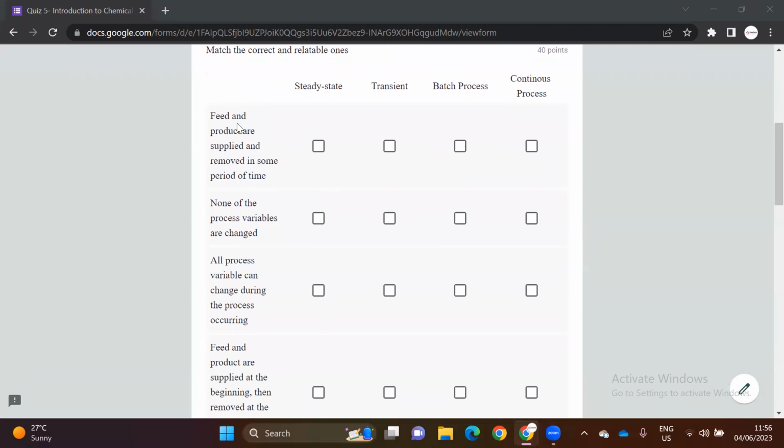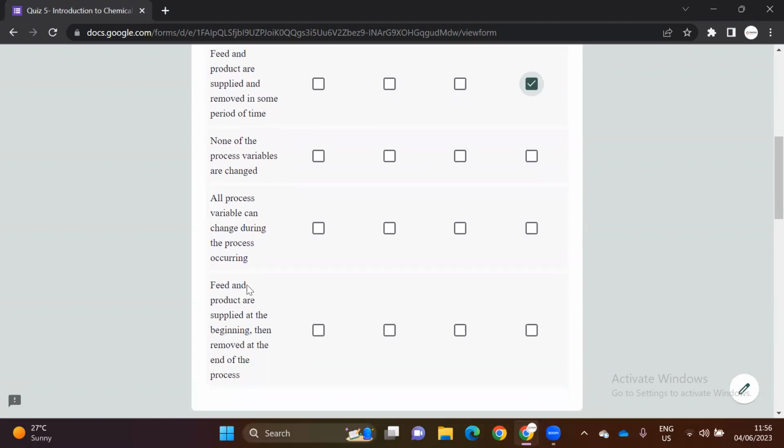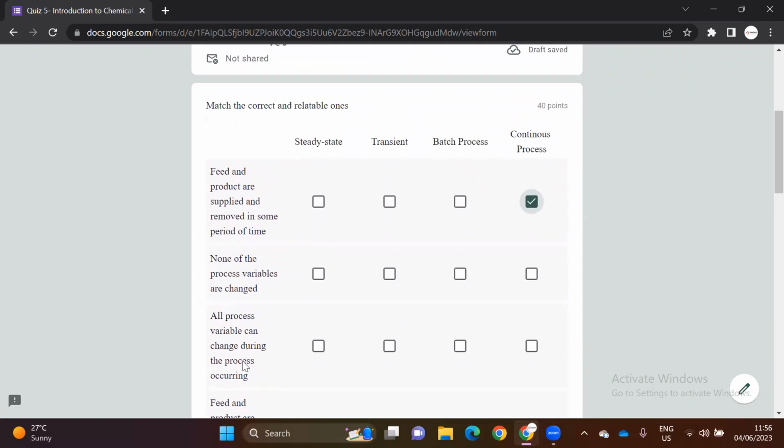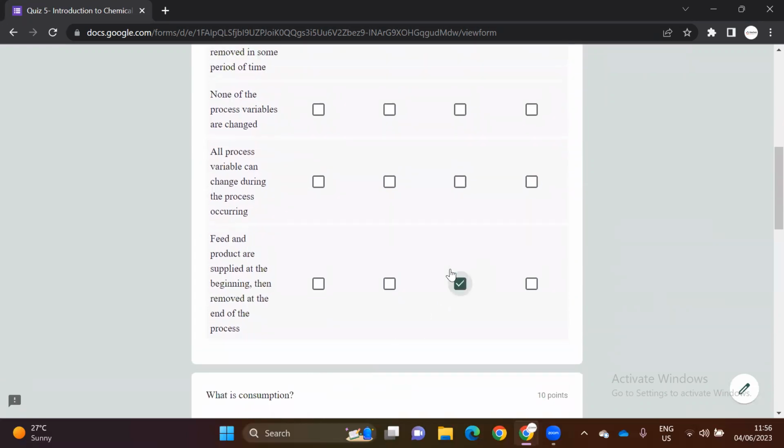So let's see, feed and product are supplied and removed in some period of time. So as we said, if supplied and removed in some period of time, it will be a continuous process. Next. Feed and product supplied at the beginning and then removed at the end of the process. It will be batch, as we said.